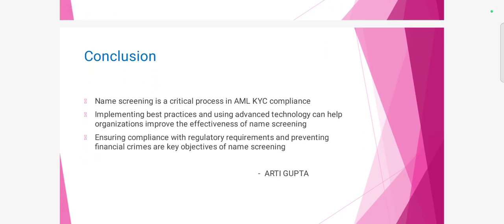Last, let's see the conclusion. So name screening is a critical process in AML KYC compliance. We need to perform it very carefully. We need to read every article related to that client or that entity, if we are making a relationship with that client. Otherwise, if we get any critical illegal activities which involve that client, we need to escalate to the compliance team, and they will work on further steps.